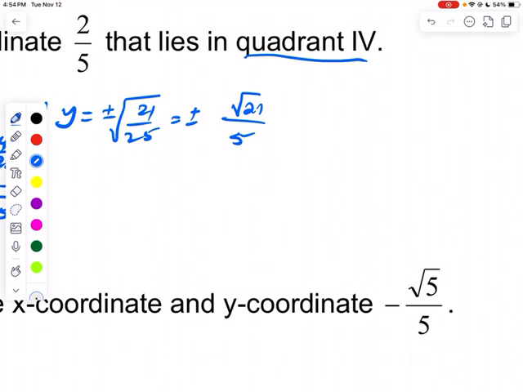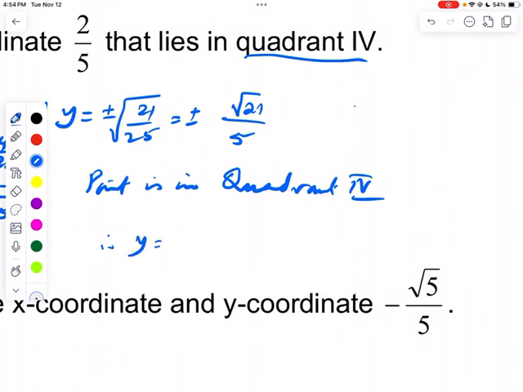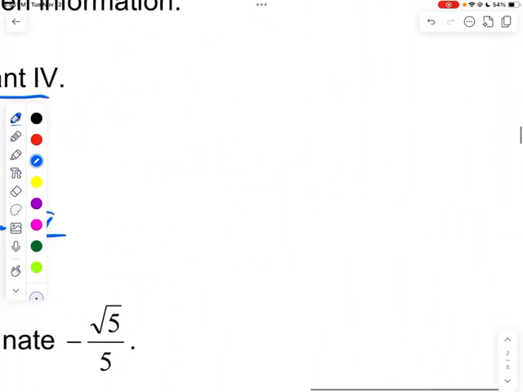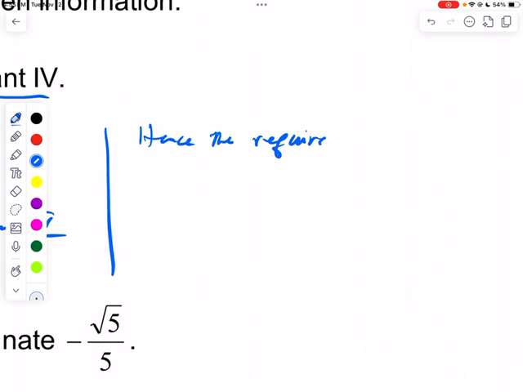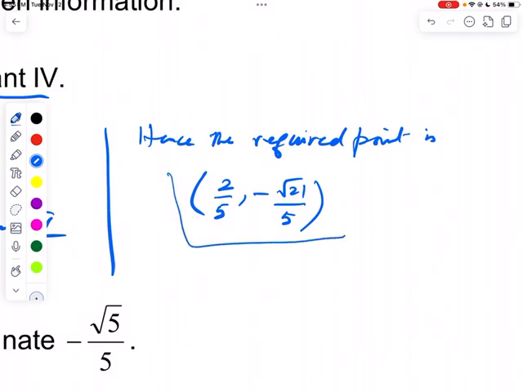And which value will we take? Well, because we are in the fourth quadrant, and in the fourth quadrant the y coordinate is negative, the y point is in quadrant 4. Therefore, y is equal to negative square root of 21/5. Hence, the required point is 2/5, comma, negative square root of 21/5. So this will be your answer.